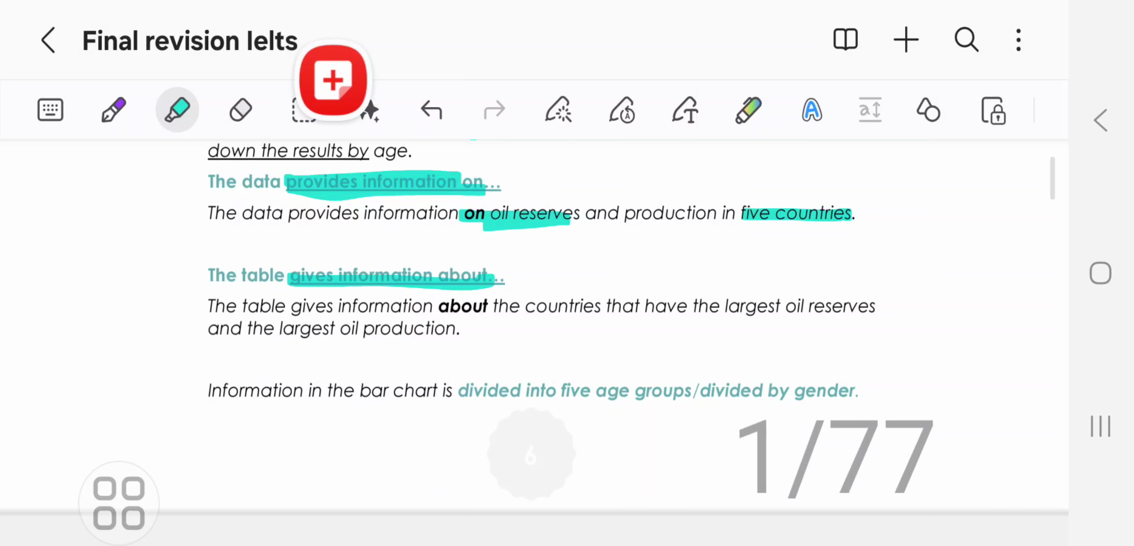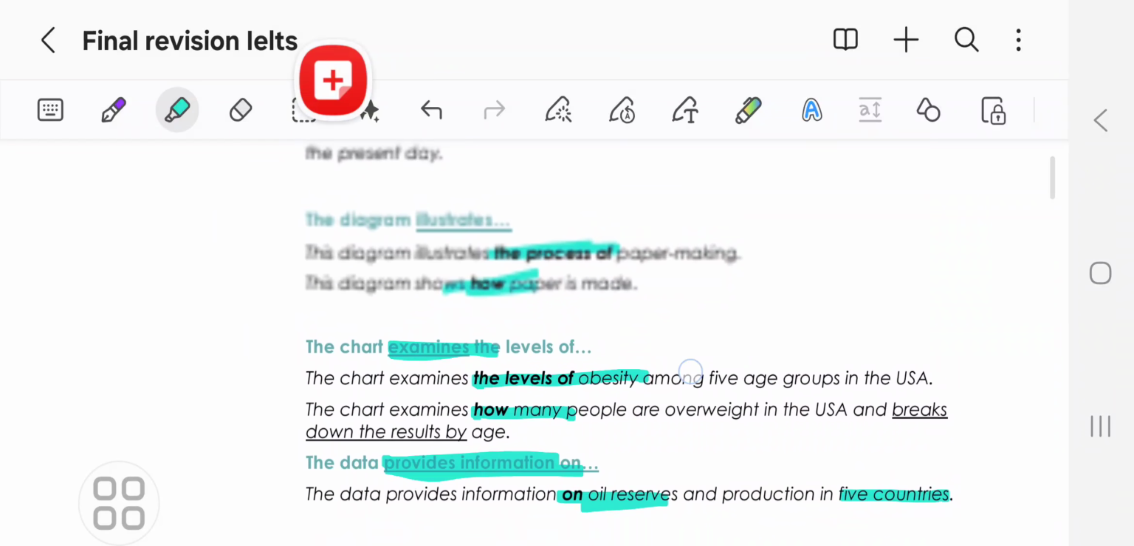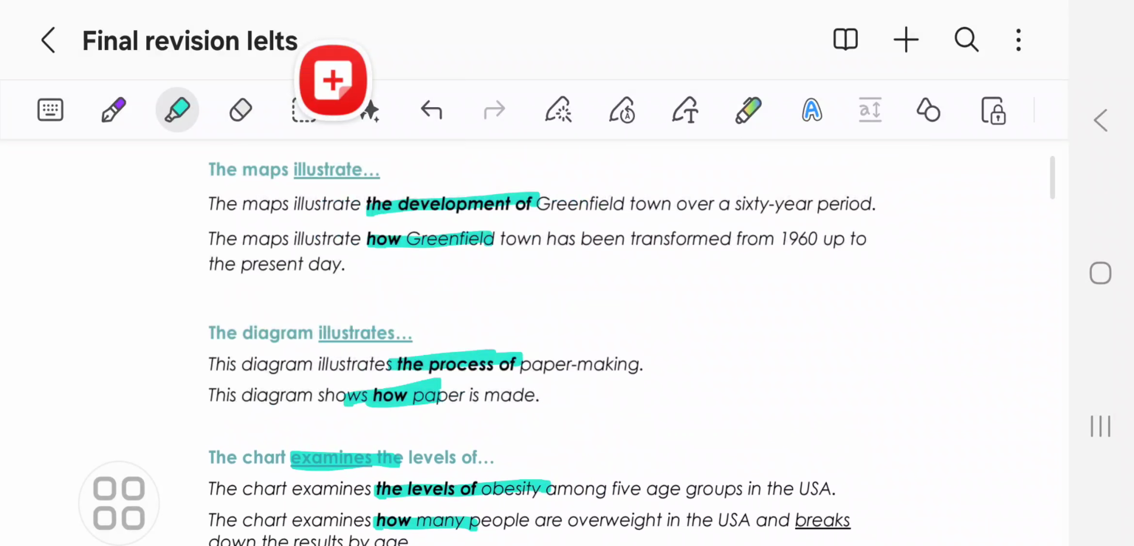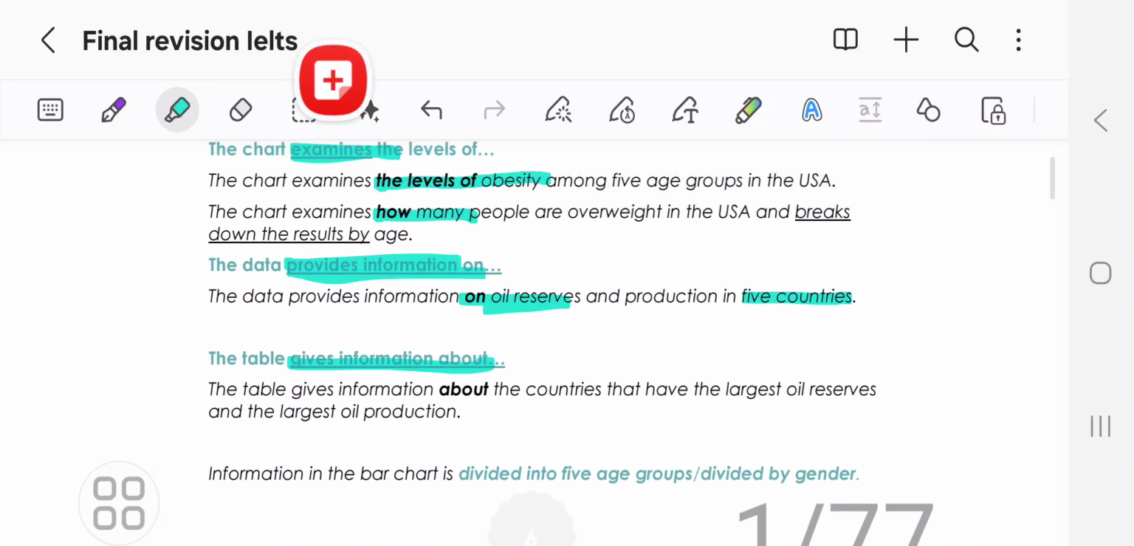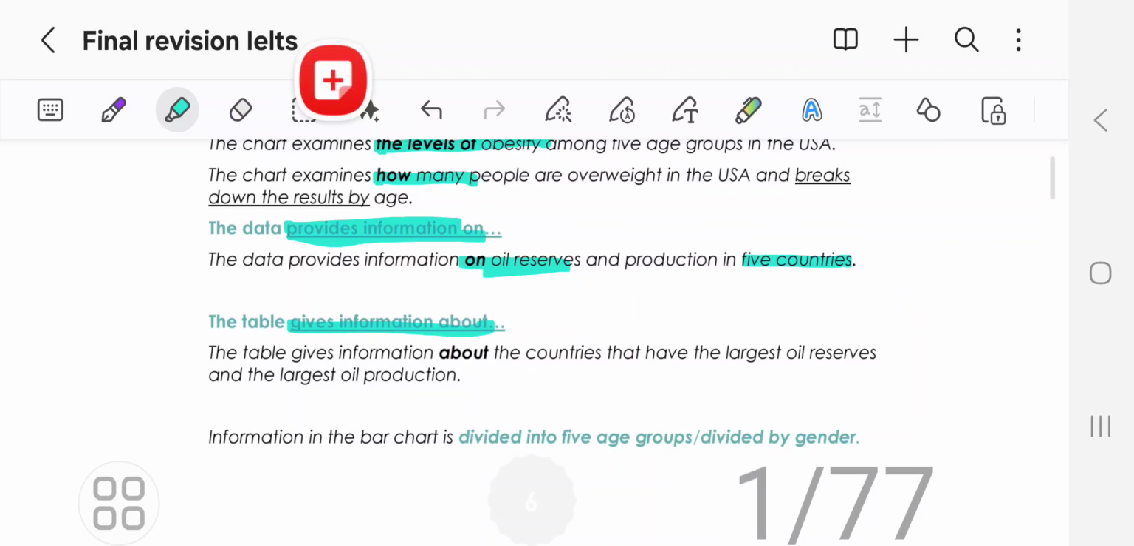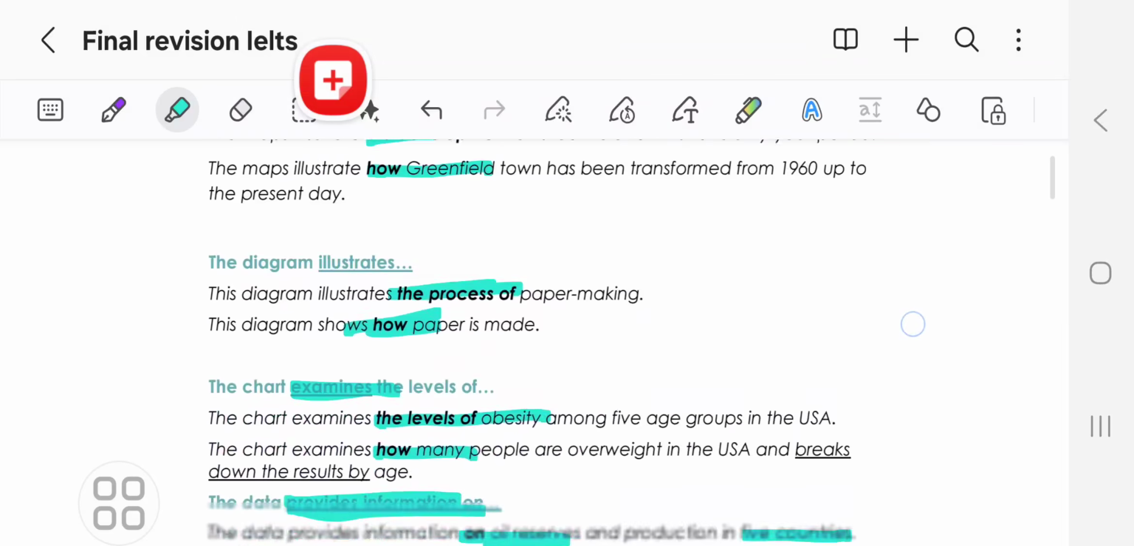So we start with illustrates. Then we have examines. The chart examines whenever there is something academic, and the table gives information about. So we're going to talk about something like oil reserves, and the information in the bar chart is divided into 5 age groups divided by gender. So this is also a word you can use, divided into. So illustrates, examines, and provides information on, and that's it.